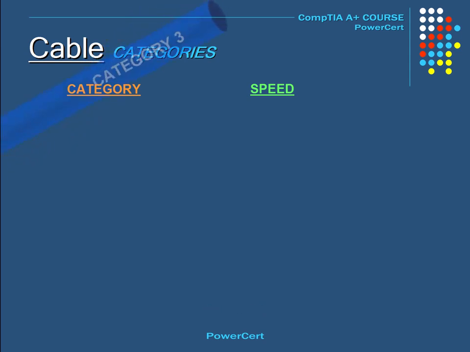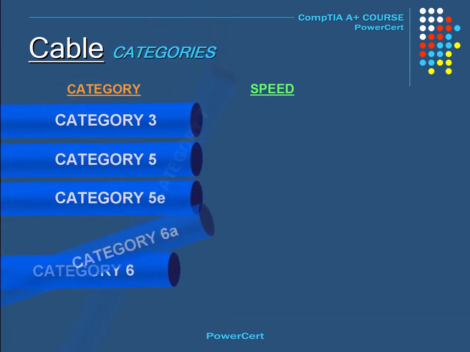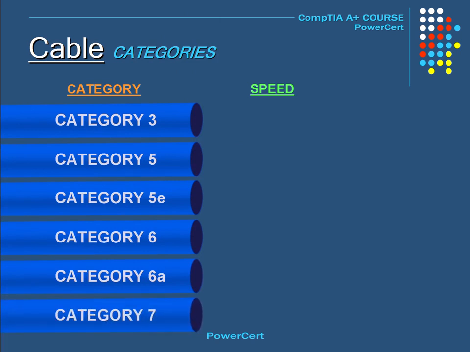Today, there are several different categories of twisted pair cables that you're going to need to know for the exam. The difference between these is the maximum speed they can handle without having any crosstalk. The numbers of these categories represent the tightness of the twists that are applied to the wires. So Category 3 has a maximum speed of 10 megabits per second. Category 5 has a maximum speed of 100 megabits per second. Category 5E is an enhanced version of Category 5, and it has speeds of 1000 megabits per second.